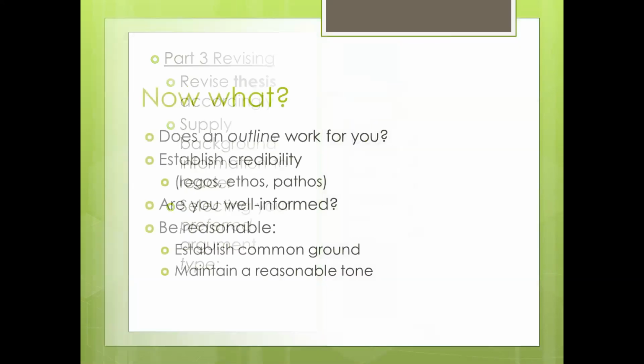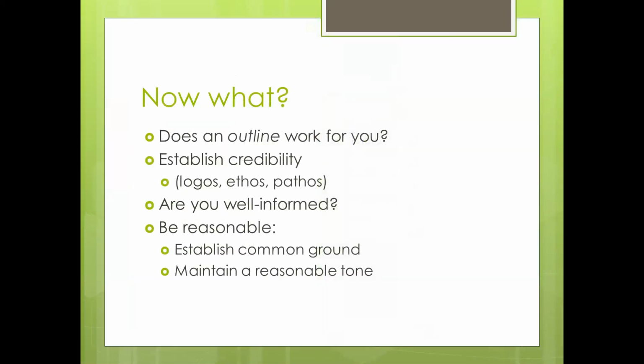Okay, what to do now? You may want to begin structuring an outline to base your paper on. But as you continue, ask yourself a couple of questions. Is it worth your time to use the standards of logic, emotion, and theory to establish credibility with your audience?